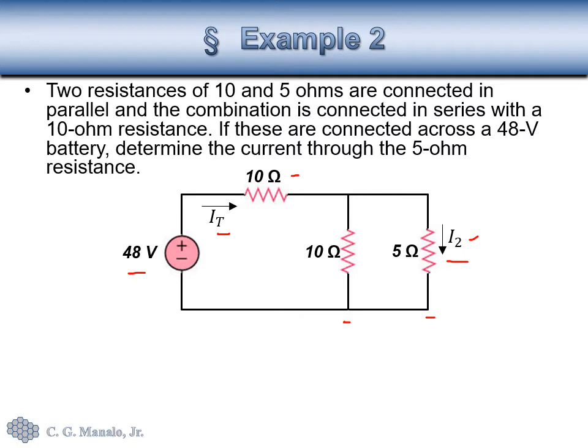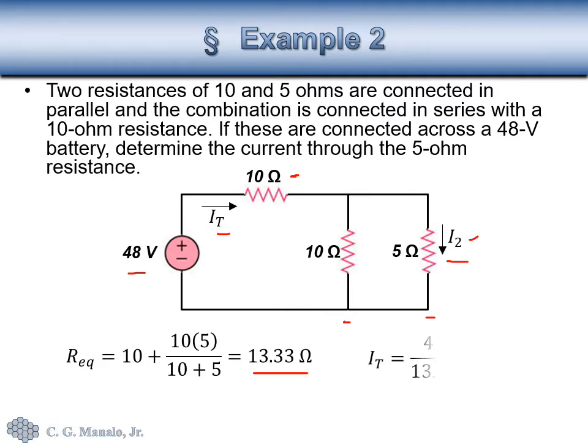So let's go through the solution. Take note that 10 and 5 ohms are in parallel, so therefore we can combine them, and the combination will be in series with the 10 ohms, and therefore that will give us an equivalent resistance of this much. And we can then imagine that the 48 volts is simply connected to this resistance, and we can compute the total current by simply applying Ohm's law.